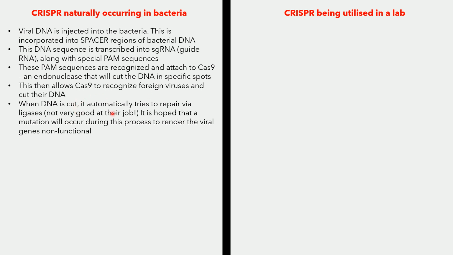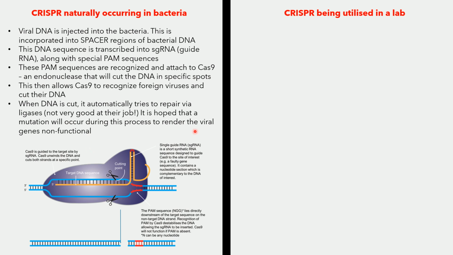And then when DNA is cut, it automatically tries to repair via ligases, which are not very good at doing their job. So we know ligases can make mistakes, and it's hoped that there are mutations that will occur during this process to render the viral genes non-functional. So the bacteria hopes that ligase will make a mistake. This is a diagram that kind of sums that up. You can pause the video now to look at that in more detail, but this is what we've gone over so far: how bacteria use CRISPR-Cas9 in their immune defense.